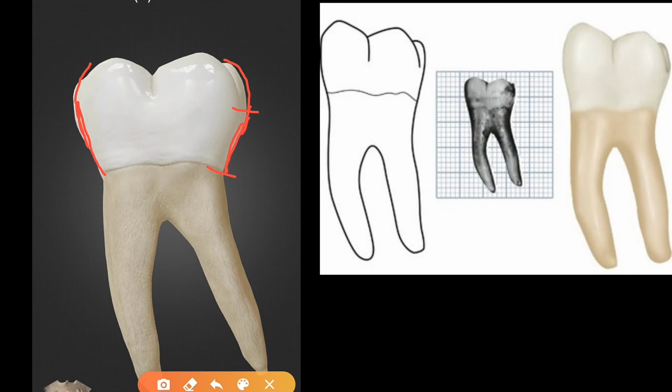Also, the cervical line is irregular. Here the cervical line is irregular somewhat, and the point of the bifurcation is 4 mm below the cervical line. From here to here, the length is 4 mm.